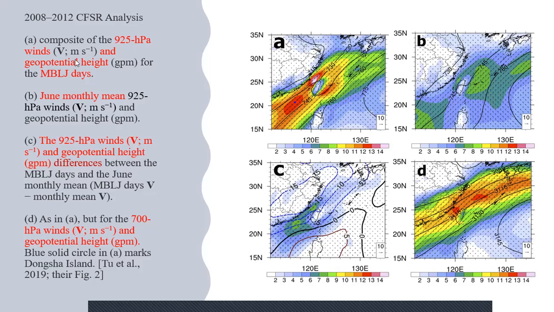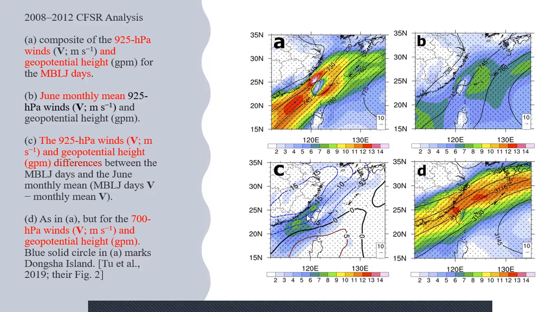And this is a composite of 925 millibar winds. You can see the jet core right here. And this is a transient feature because I don't see this in a mean flow. So the main reason for the marine boundary layer jet is the deeper frontal Mei-Yu front and also a stronger subtropical high giving rise to a larger pressure gradient.